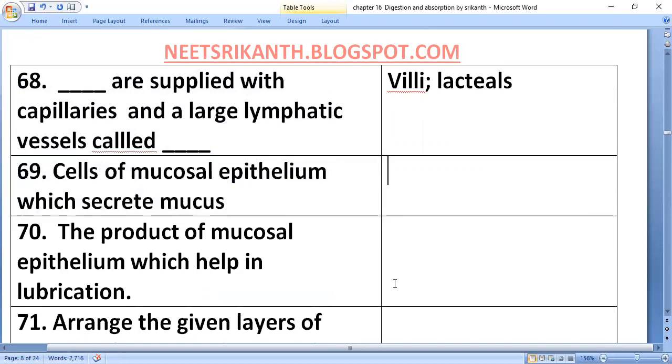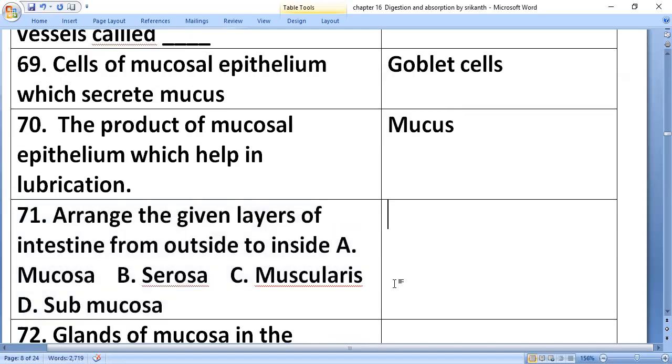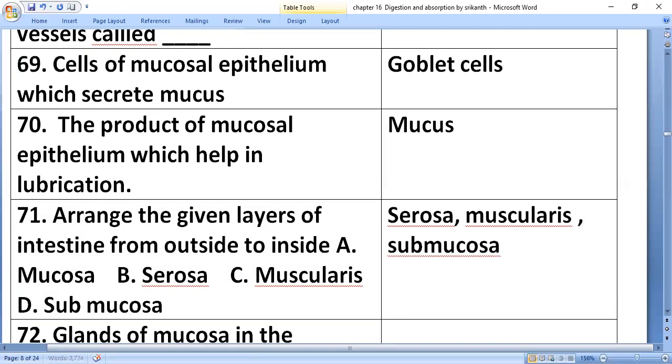Cells of mucosal epithelium which secrete mucus: goblet cells. The product of mucosal epithelium which helps in lubrication: mucus. Arrange the given layers of intestine from outside to inside. First we get serosa, then muscularis, then submucosa, then mucosa.